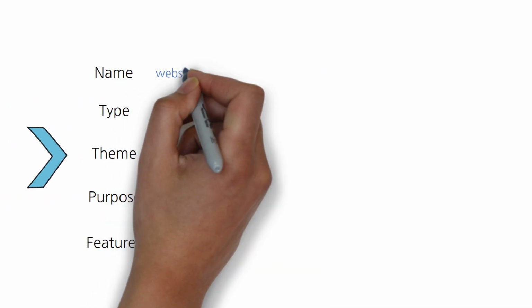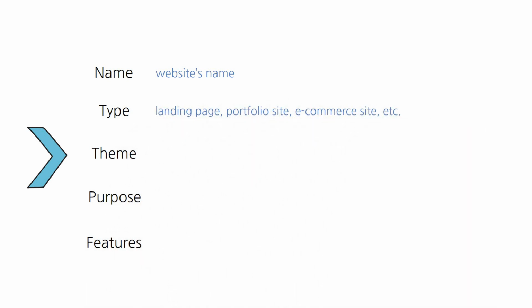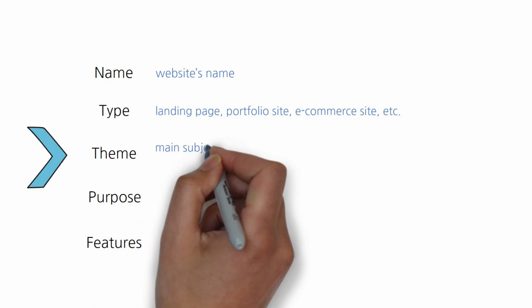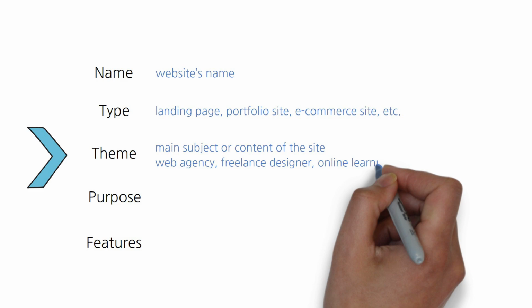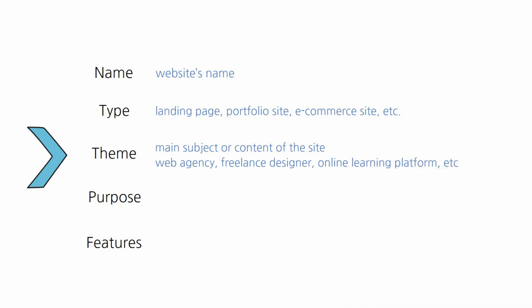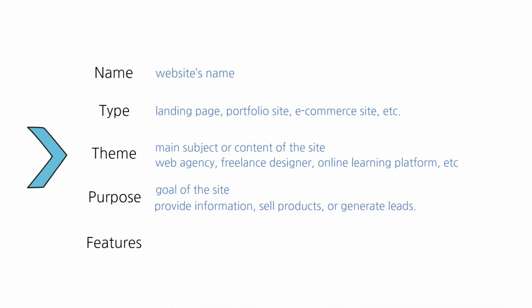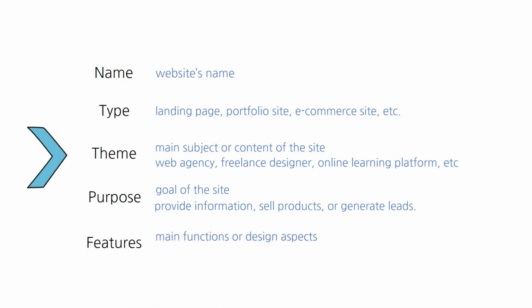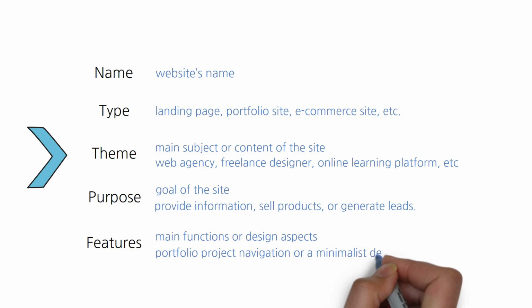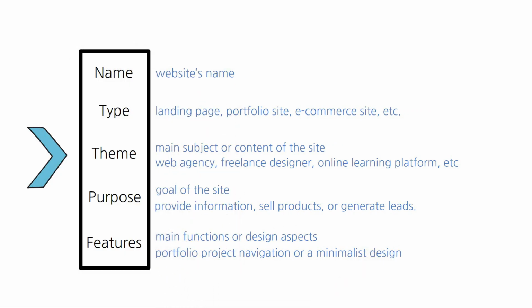Name refers to the website name. Type is whether it's a landing page, portfolio site, or e-commerce site. Theme is the main subject or content of the site, like a web agency, freelance designer, or online learning platform. Purpose is the goal of the site, whether it's to provide information, sell products, or generate leads. Finally, features are the main functions or design aspects, such as portfolio project navigation or a minimalist design. Feel free to adapt this structure based on your own needs and goals.